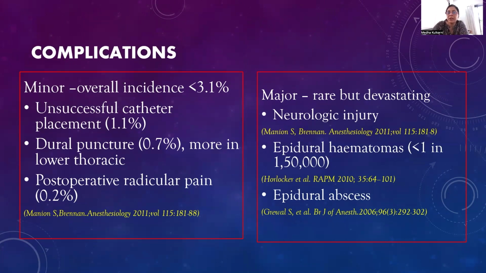Major complications of a thoracic epidural are rare but very devastating, and include neurological injury, which could be a spinal cord injury or injury to the nerve roots. Occurrence of epidural hematomas, again a very serious complication, though very rare, less than 1 in 1.5 lakhs. And occurrence of epidural abscess, which can easily be prevented.